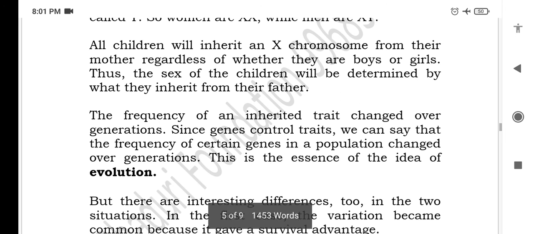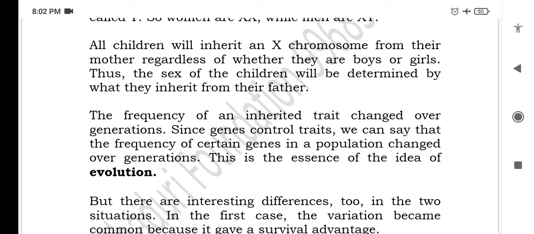All children will inherit an X chromosome from their mother regardless of whether they are boy or girl. Thus, the sex of the children will be determined by what they inherit from their father. For example, if they inherit an X chromosome, that will be a girl, and if they inherit a Y chromosome, the progeny will be a boy.